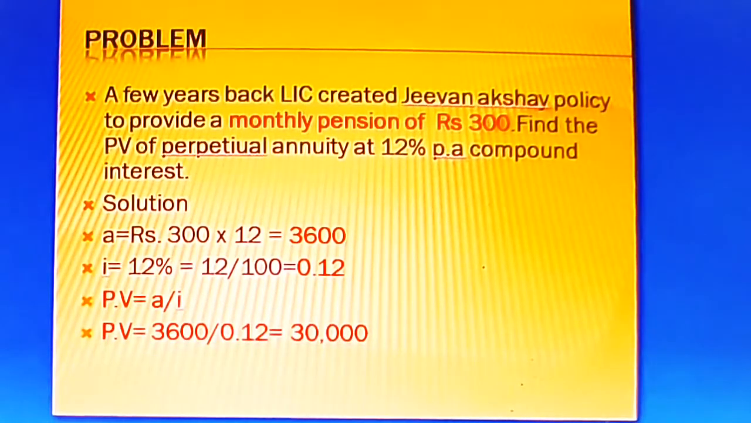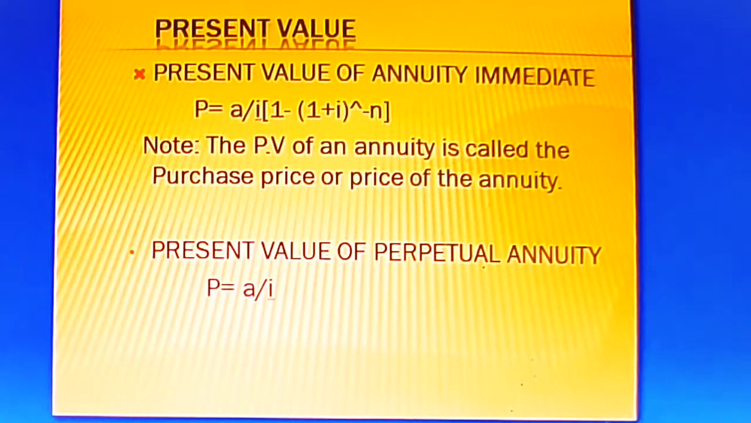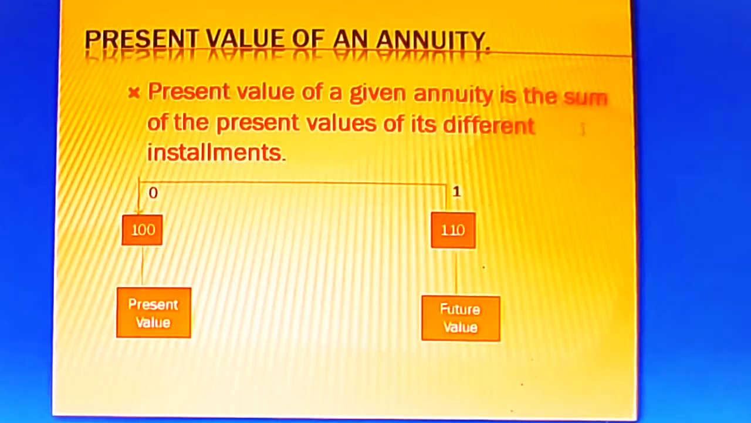Okay, students, these are the important problems we discussed today. So what is the first topic we discussed? We discussed the present value. Present value is nothing but the sum of the present value of different installments. I have just given one of the instances. If you borrow an amount of 100 at this point, then at the end of the first year you'll get 110 for the rate of interest 10%. So your 100 will be your present value and this 110 will be your future value. That is the total amount.